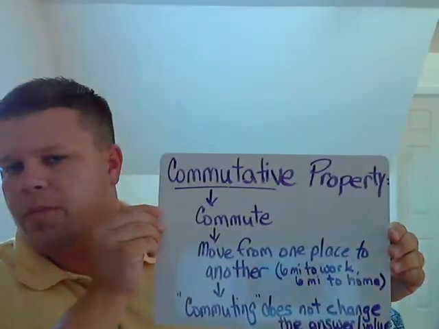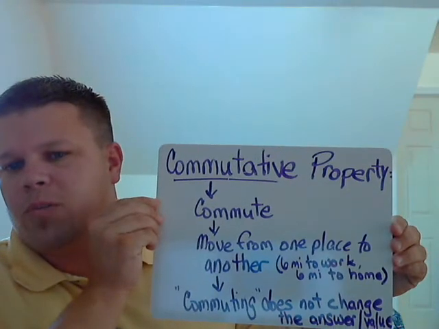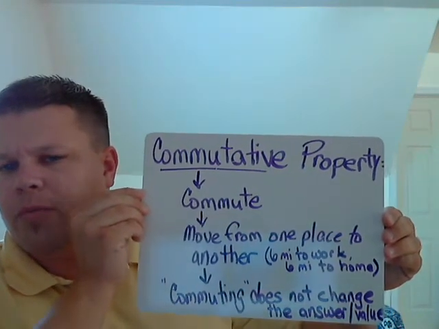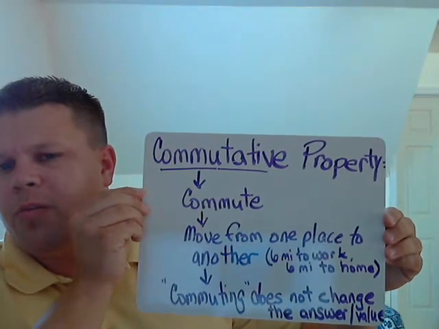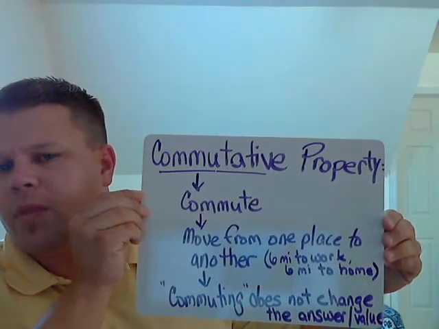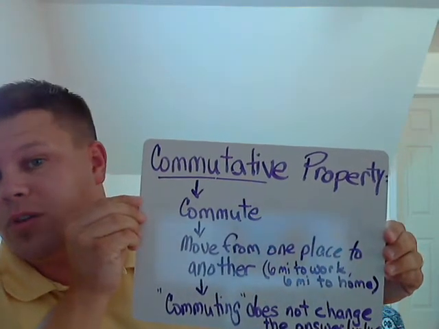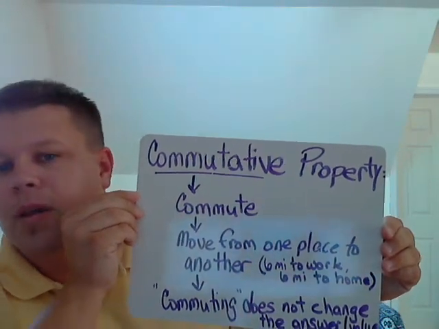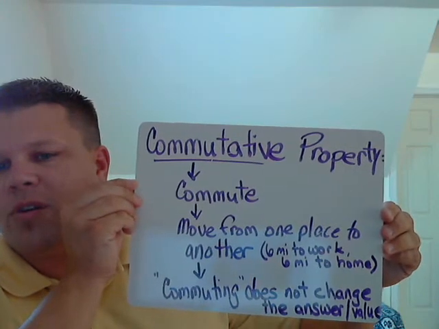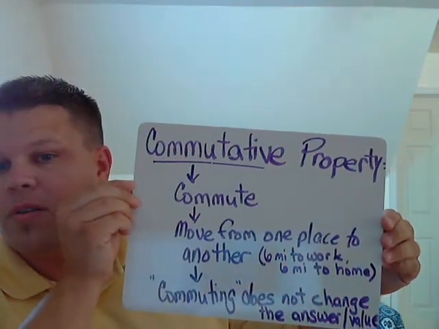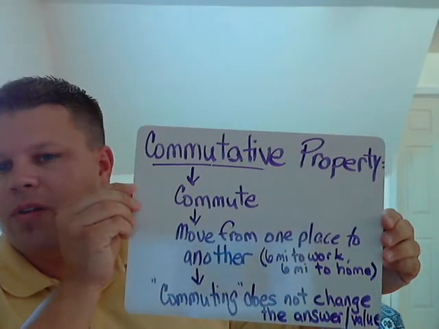There you go. So if you're driving 6 miles to work, you drive 6 miles to go home, you're pretty much driving the same amount every time you go to work and home. So the commutative property kind of works in the same way. It doesn't matter how you add up the miles, they're both going to be the same to work and from work. So commuting doesn't change the answer or value. And I'm going to show you some examples right now. So if you need to pause, go ahead and pause. But if not, we're going to flip this over and show you some examples.